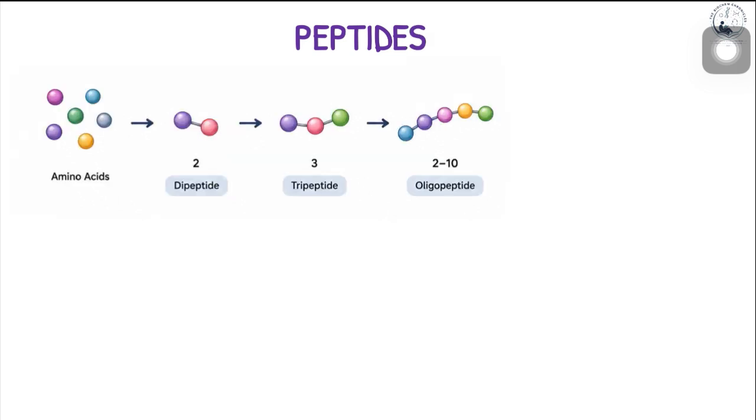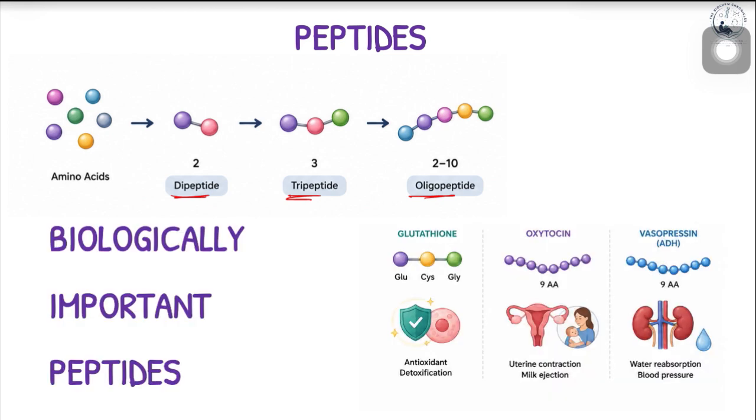Then moving on to the different peptides. As we already saw, when 2 amino acids are combined, it is a dipeptide. When 3 are combined, it is a tripeptide. And 2 to 10 amino acids, we call an oligopeptide. When they have some biologically important function, they are called biologically important peptides.